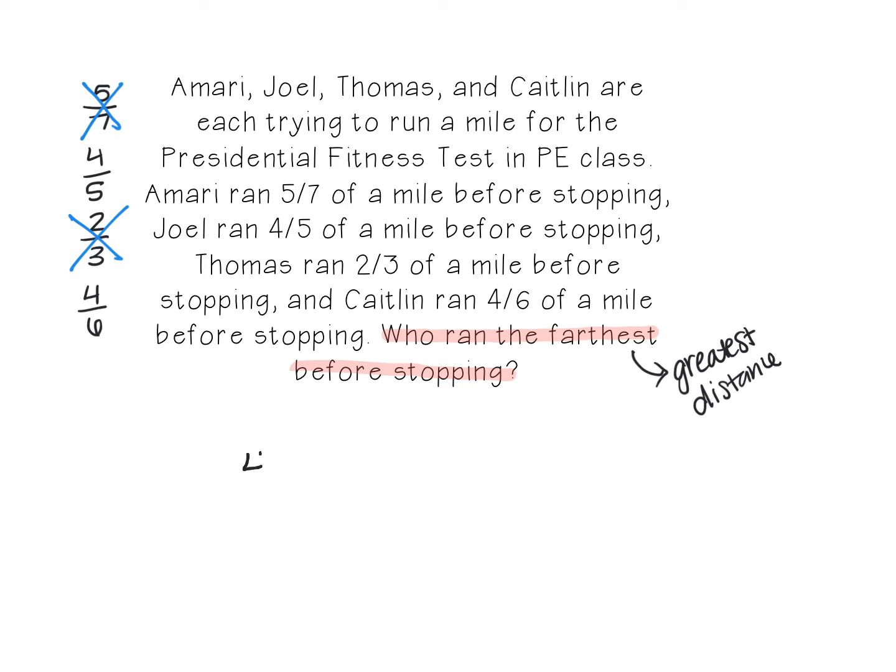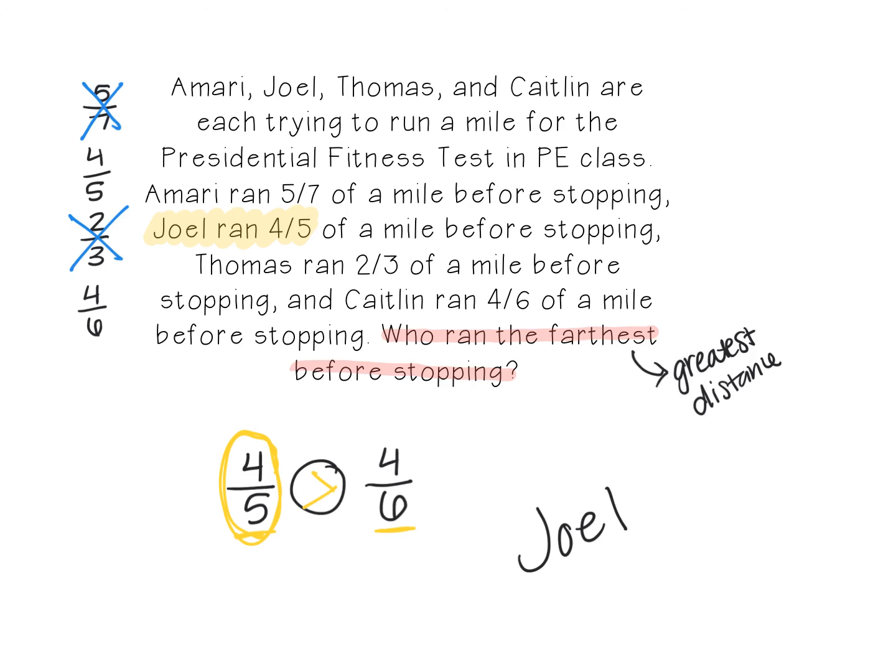And lastly, I'm going to compare 4/5 and 4/6. This one I don't necessarily have to do any math for because the numerators are the same. The greater fraction is going to be the fraction with the smallest denominator because those pieces will be larger. So 4/5 has the smallest denominator, so 4/5 is greater than 4/6. If I look back in the problem at the 4/5 fraction, Joel is the one who ran 4/5. So Joel ran the furthest distance.